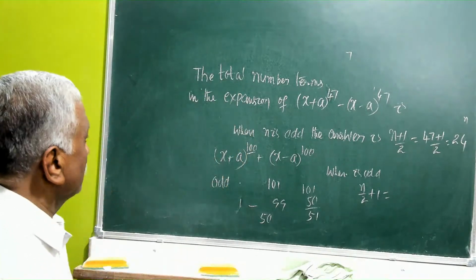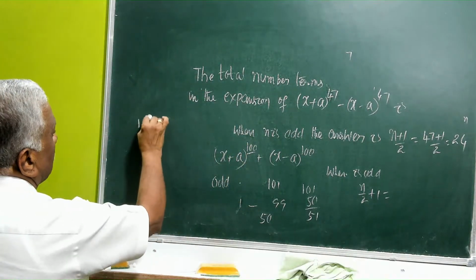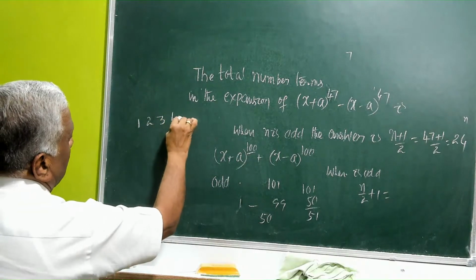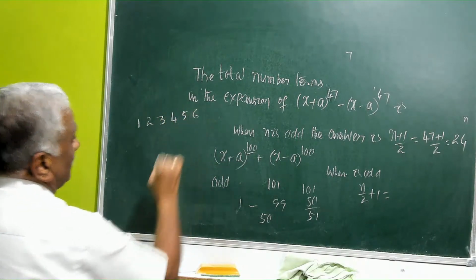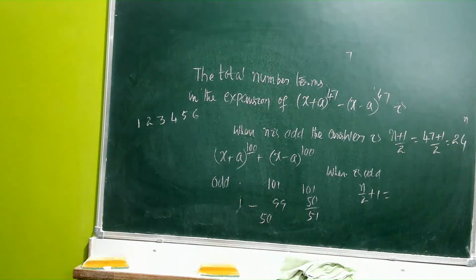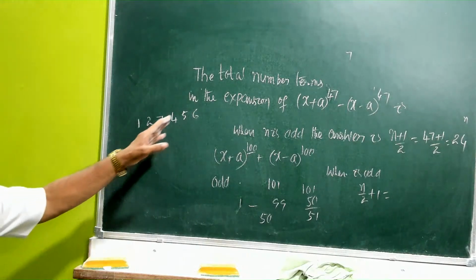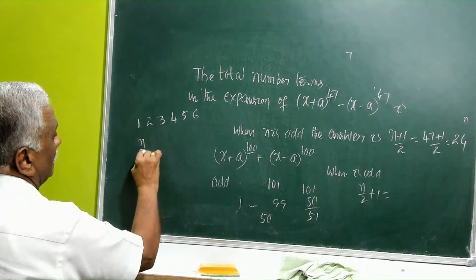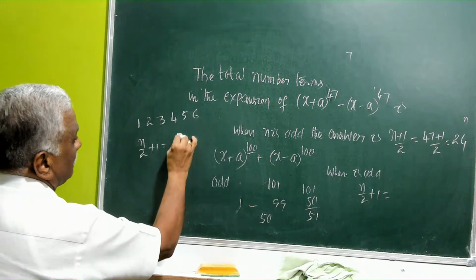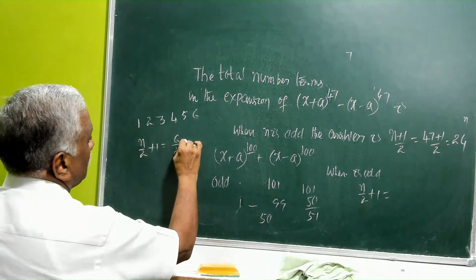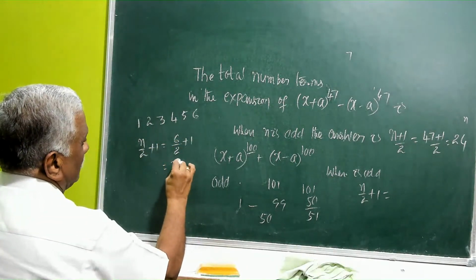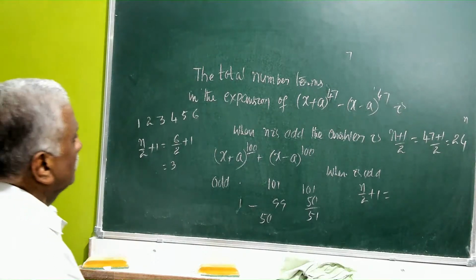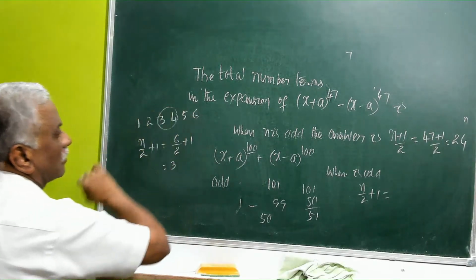I can give a simple example. 1, 2, 3, 4, 5, 6. Okay. Now, what is the middle term? n by 2 plus 1. What is n? 6 by 2 plus 1. So these two terms are called middle terms.